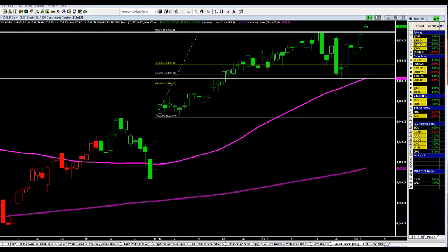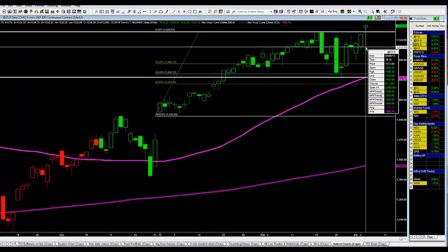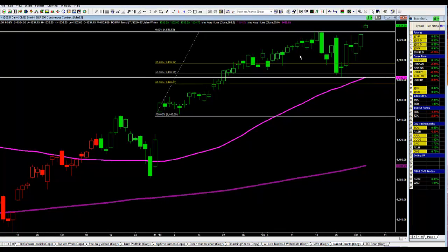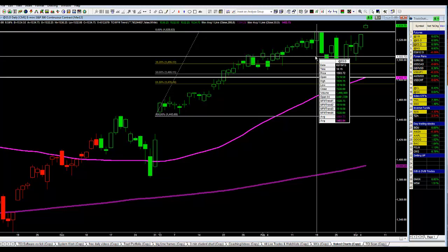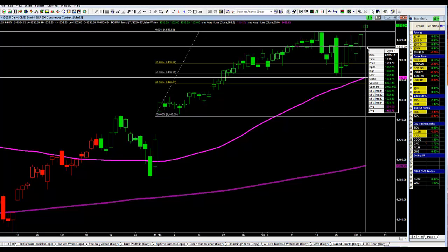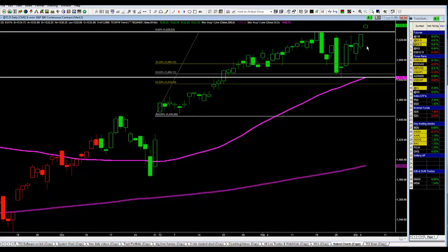The market just opened up quite a bit higher here. Look at this, the market opened up above this year's high. Pretty interesting, huh? The market took out the high. The opening price was 1532 and a quarter. We opened up above the yearly high in the E-Mini S&P 500, above 1528 and three quarters.